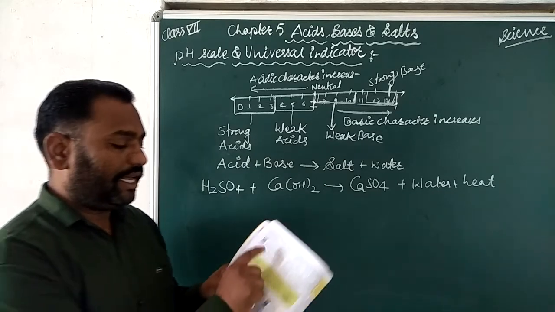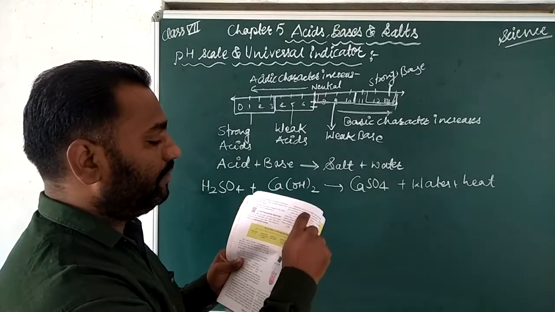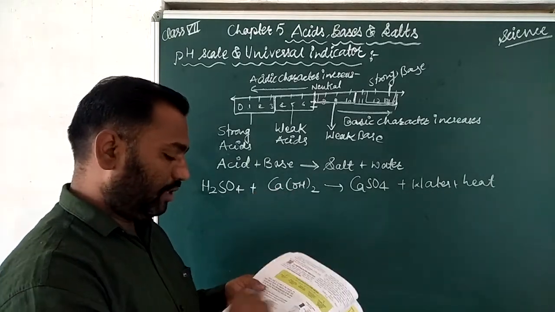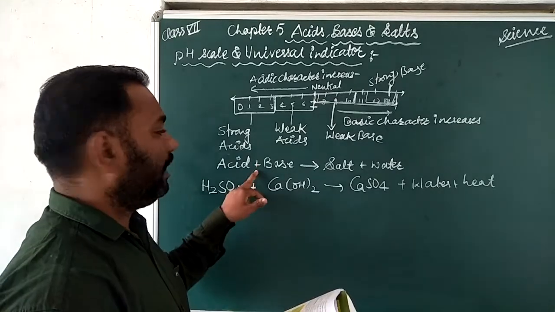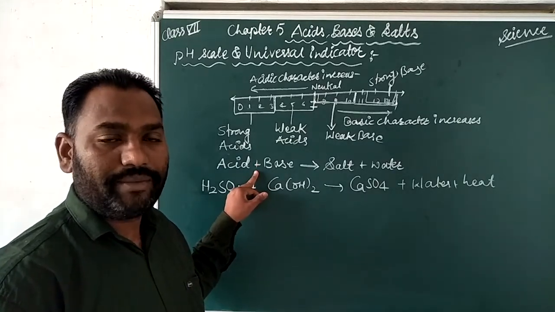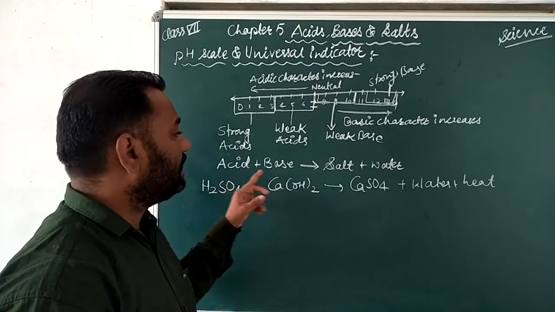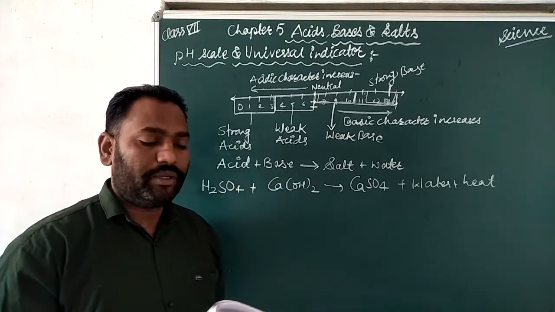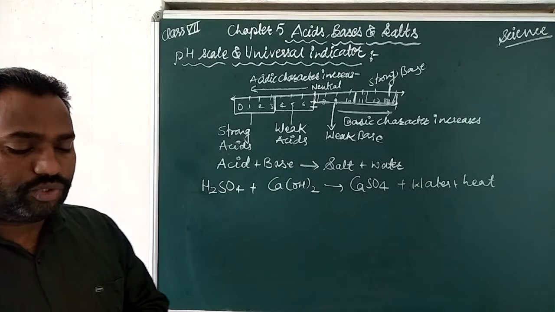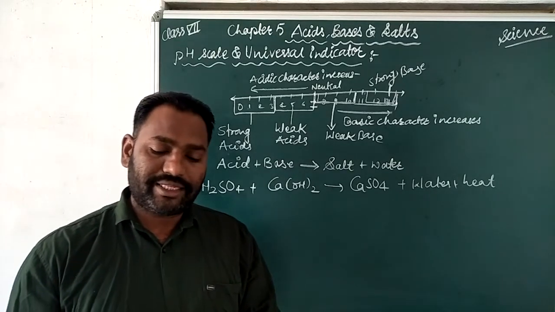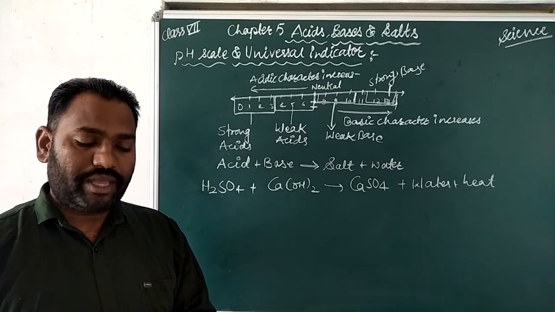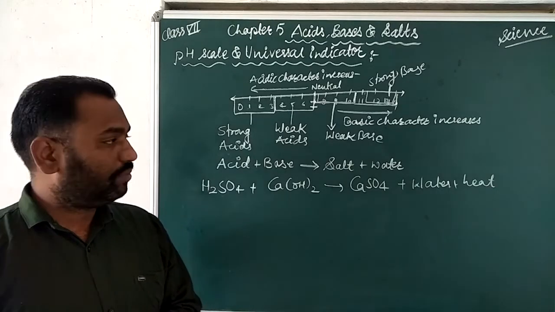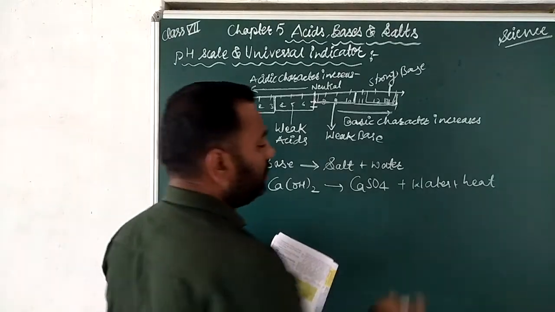I started from here but left this one, so I thought I would start now with the neutralization reaction. I already introduced the basic formula for it: acid plus base gives salt plus water. Therefore neutralization is the combination between an acid and a base to form salt and water with the evolution of heat. Acid plus base gives salt plus water plus heat. So heat is also evolved.